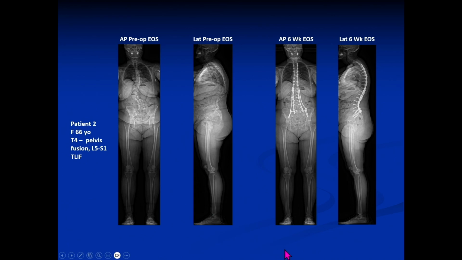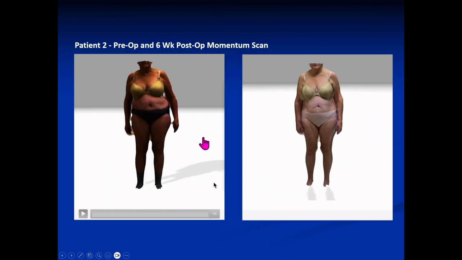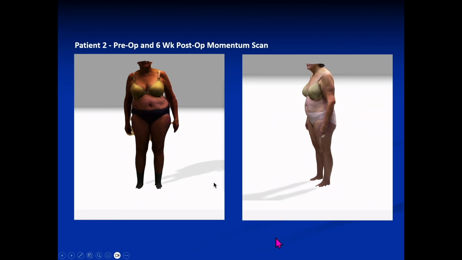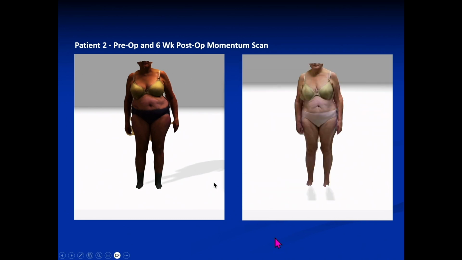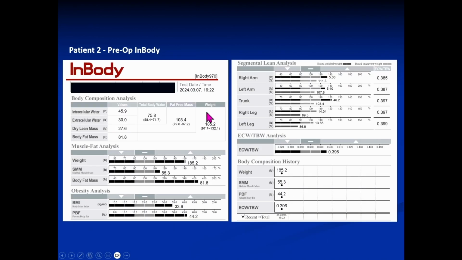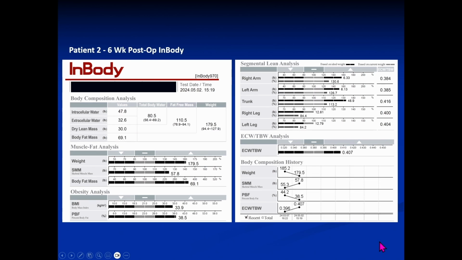So we have a typical pre to post-op adult scoli. We do the topological body image of the patient. Of course, we do biomarkers. I won't go into that so much in this talk. And then we do a test of their sarcopenia. We do grip strength, timed up and go, muscular circumference data. We use an InBody impedance machine to measure their body composition pre-op and post-op.